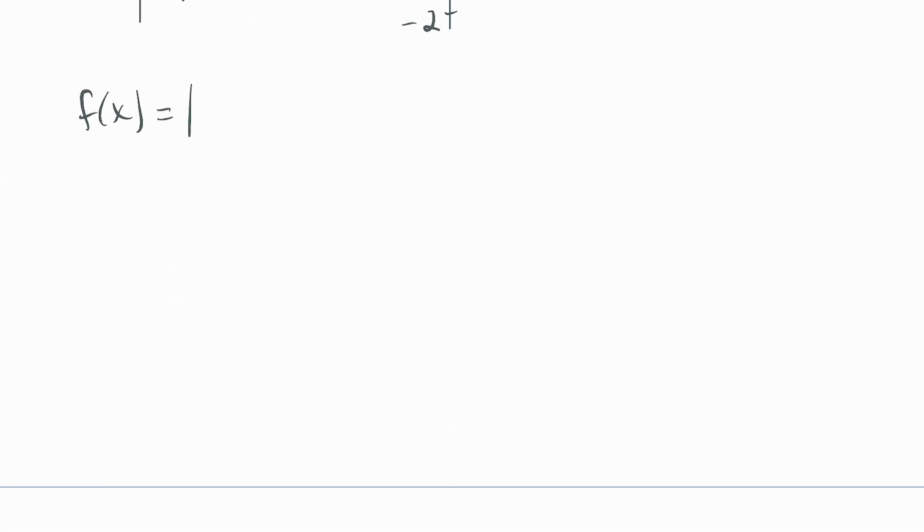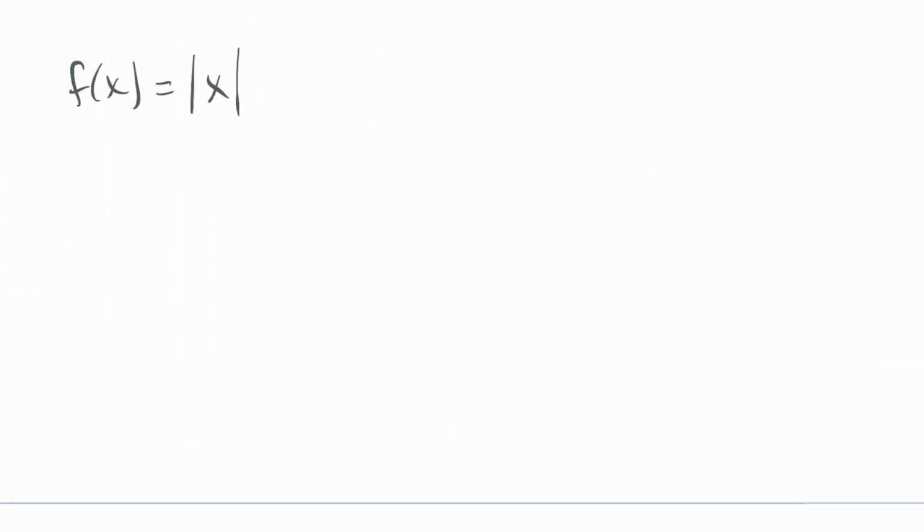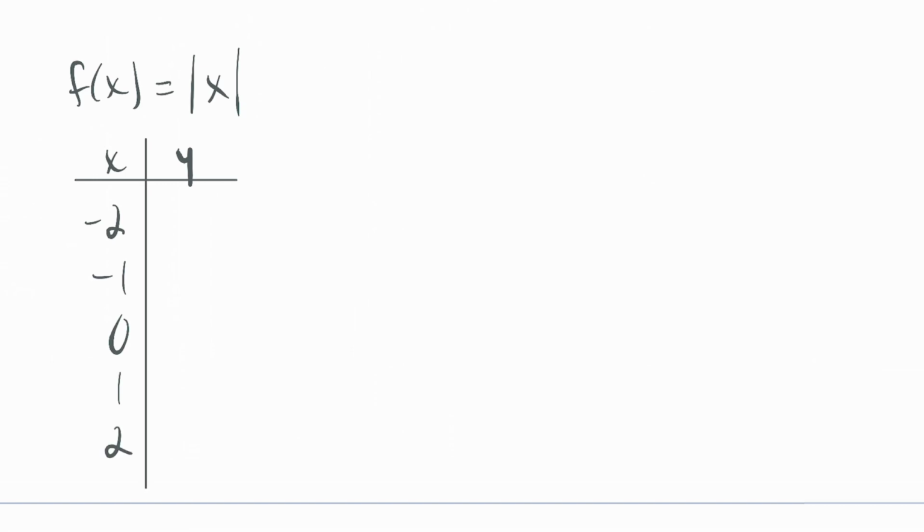Right? f of x equals the absolute value of x. And some of you probably already know what this looks like, but we'll pretend that we don't, and we'll make a table. And I was expecting this video to be 30 minutes, but we're a little past 30 now, so it's probably going to be more like 45, actually. So x, y, and just pick some values, so like -2, -1, 0, 1, 2.